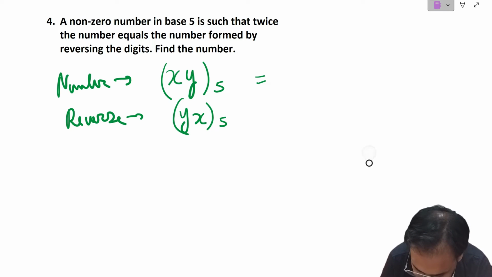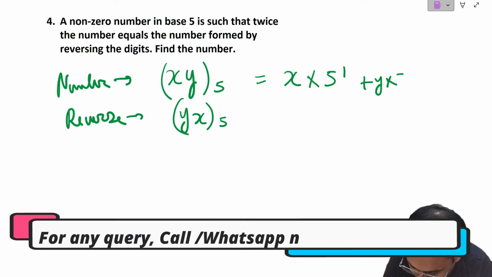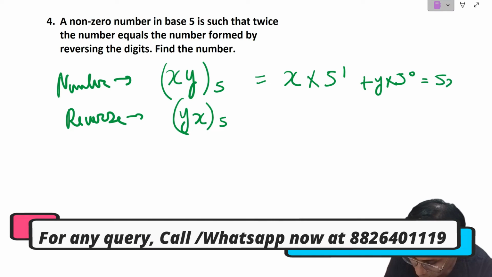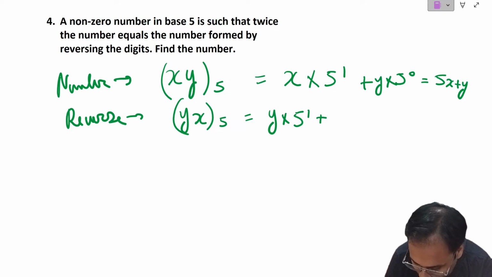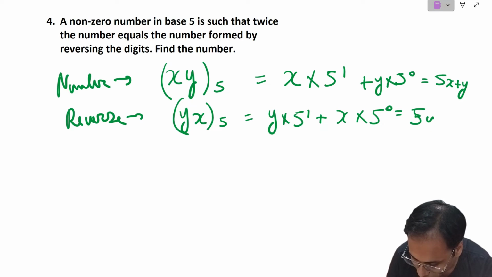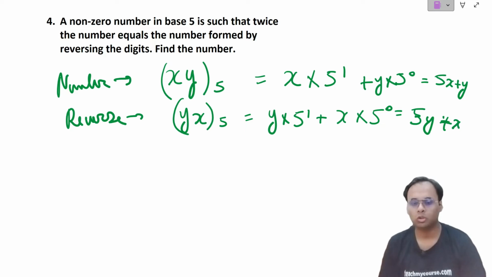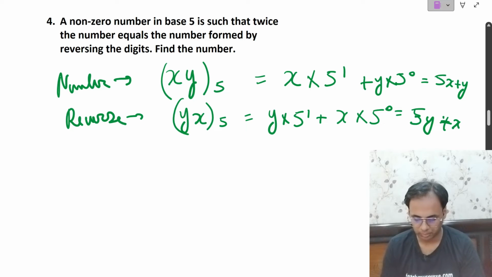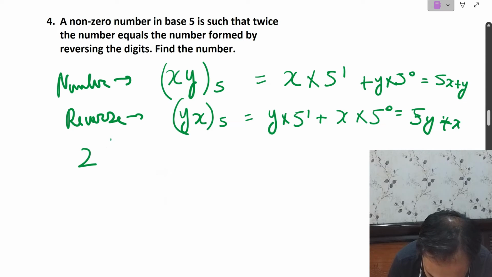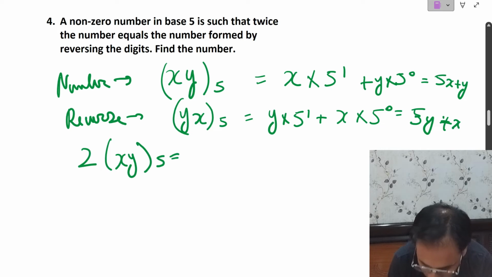It will be x into 5 raised to the power 1 plus y into 5 raised to the power 0, which is equal to 5x plus y, and the reverse number will be y into 5 raised to the power 1 plus x into 5 raised to the power 0, equal to 5y plus x. Now the question says that twice the number xy to the base 5 is equal to the number formed by reversing the digits. This is what the question says.